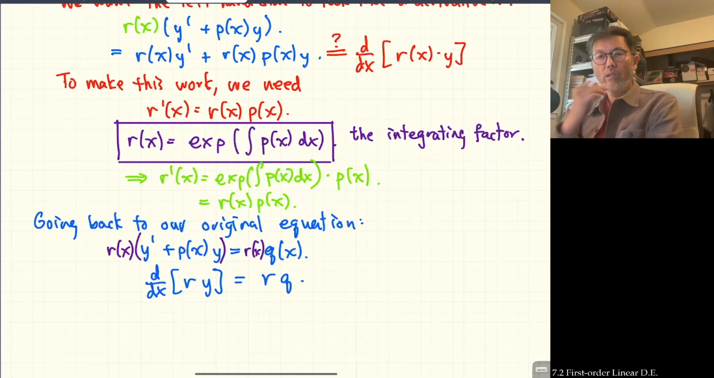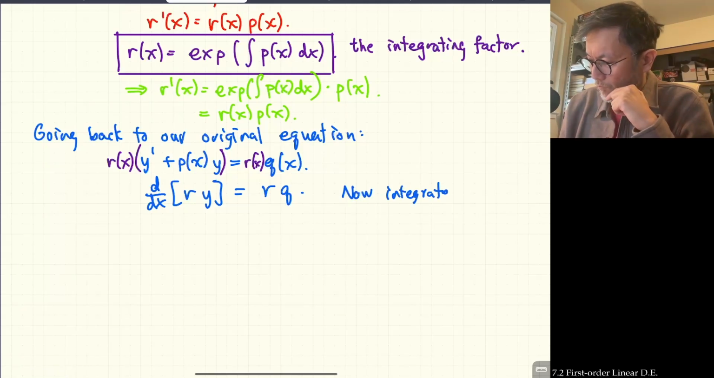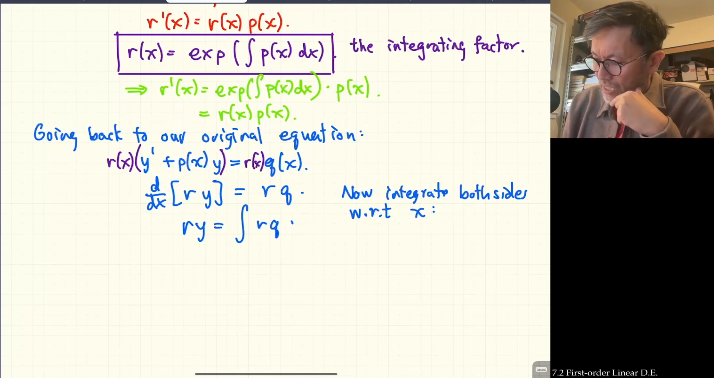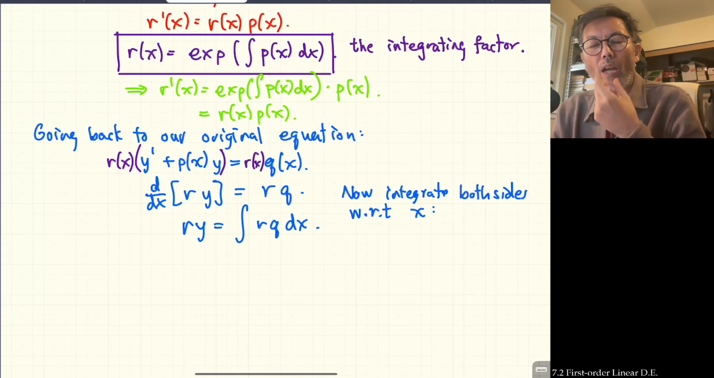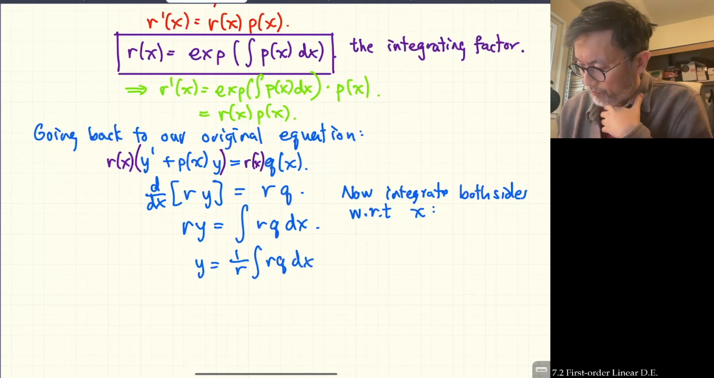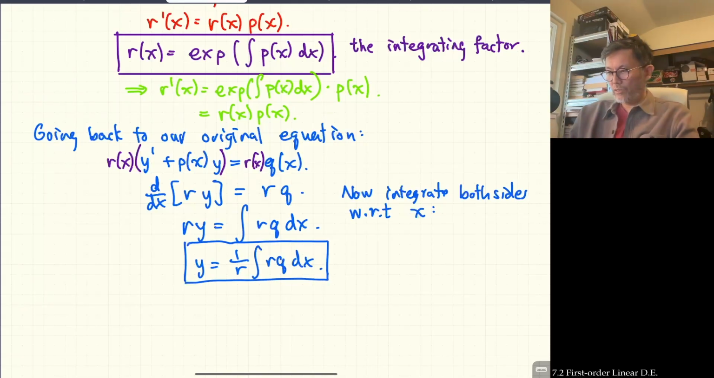Okay? Now I can integrate both sides with respect to x. And if I do that, I get r times y is equal to the integral of rq dx. And then to solve for y, I divide both sides by r. In other words, here is my general solution to my first order differential equation. This is the general solution.